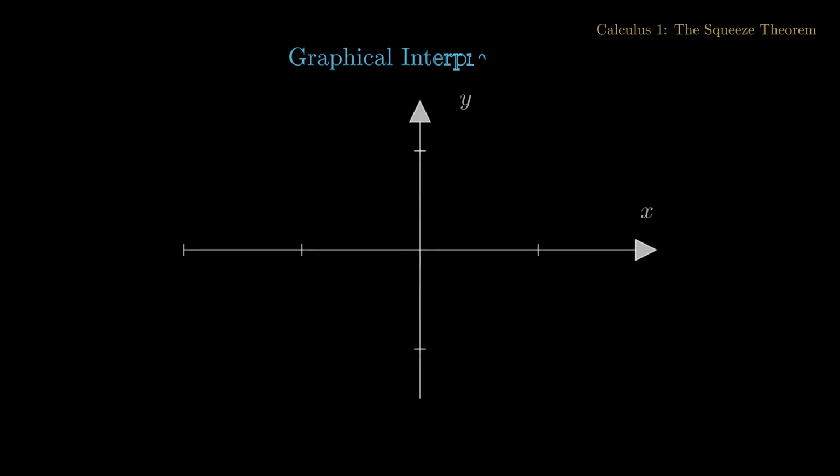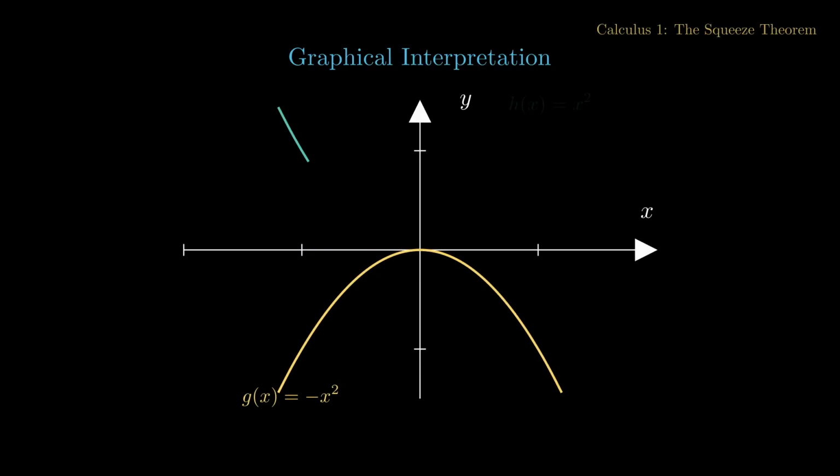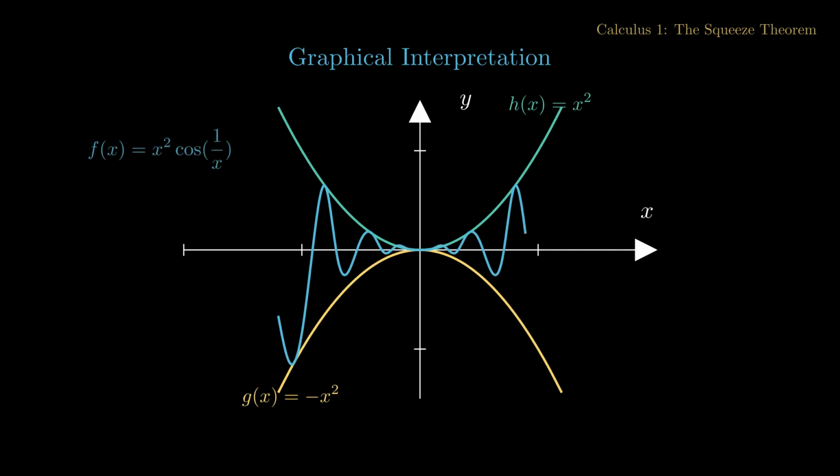Let's explore the graphical interpretation. Graphically, f of x is squeezed between g of x and h of x. As x approaches a value, all functions reach the same limit, L. Let's graph g of x equals minus x squared. Then, f of x equals x squared cosine 1 divided by x. Finally, plot h of x equals x squared near 0. Notice how they are symmetric about the x-axis. All graphs converge to 0 as x approaches 0.